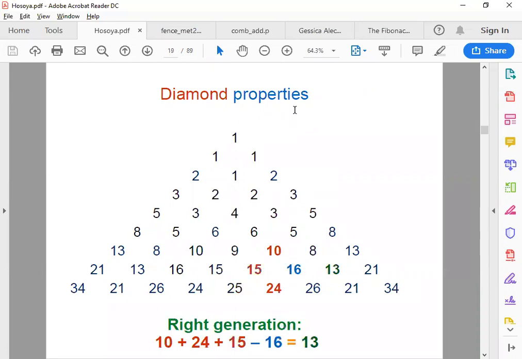I mean, playing with this triangle, I got to re-experience some of the same initial fascination that I had for Pascal's triangle and Fibonacci numbers. Like, wow, look at all these patterns, right? Here's rightward generation. If you take in your diamond 3 numbers and add the 3 numbers and subtract the rightmost number, you get the number on the right, right? 10, 15, and 24 minus 16 is 13. If you add the 3 numbers here and subtract the number on the left, you get the leftmost number, right? I mean, it's just filled with patterns.